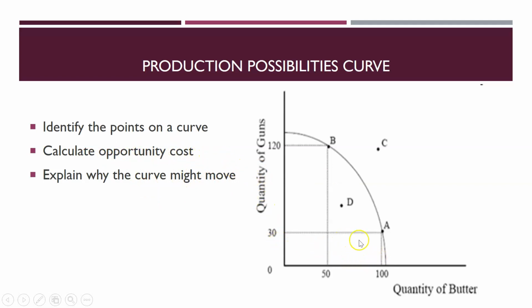So as an example, if you are producing here at A, right? So you're a country and you're producing 100 butter and you're producing 30 guns, and you decide you're going to move to point B, right? You did that because you wanted to produce more guns. Because now at point B, instead of producing 30 guns, you're now producing 120 guns. Your opportunity cost, and these are the questions you're going to see, what is the opportunity cost for moving from point A to point B? That is what you gave up. And what you gave up was 50 butter. So you're going to see questions like that.